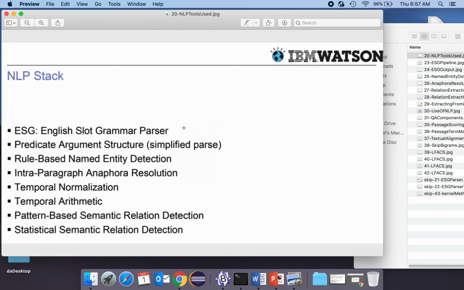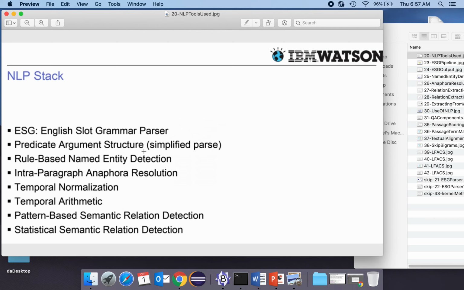Predicate argument structure, a simplified parse tree. Sometimes you just want to get the gist of the sentence. So you look at subject, predicate, object, just to distill things down to the important parts. For example, you might have a sentence: in, I don't know the exact date, 1921, Albert Einstein won the Nobel Prize for his work on the photoelectric effect. Lots of words. Maybe you just want to distill it down to Einstein won a prize. So that's kind of what we do there.